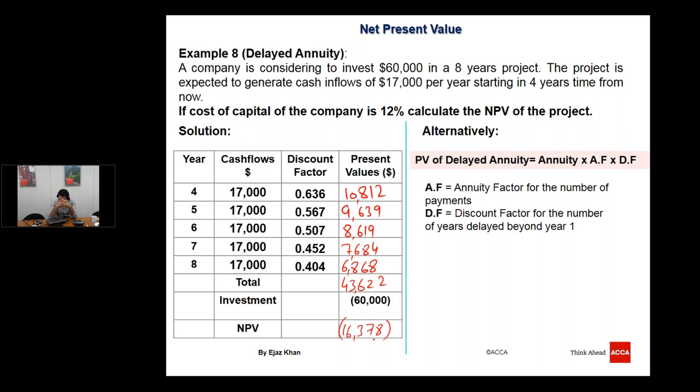Yes, with the first approach, the answer is 16378 negative. So let's go to the next approach and let's see how many of you can do it with the second approach as well. Because the second approach is the one that you're going to use in the exam, because you won't have enough time to solve a question. Say, for example, if a question is for 10 years, you can't go and calculate those present values for 10 years. So you need to use the annuity factor approach even for delayed annuity cases. But yeah, there will be difference in the answers using different approaches. So don't worry about that.